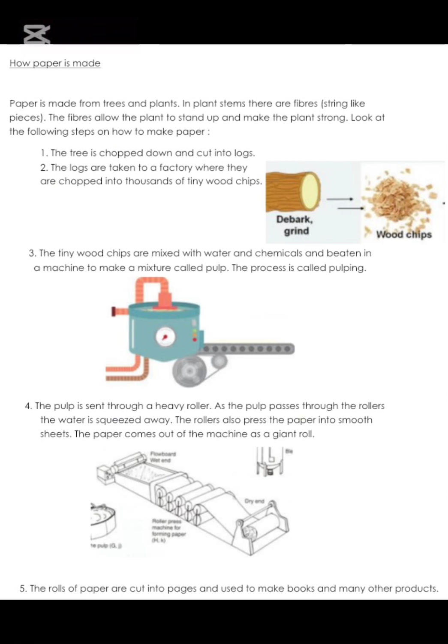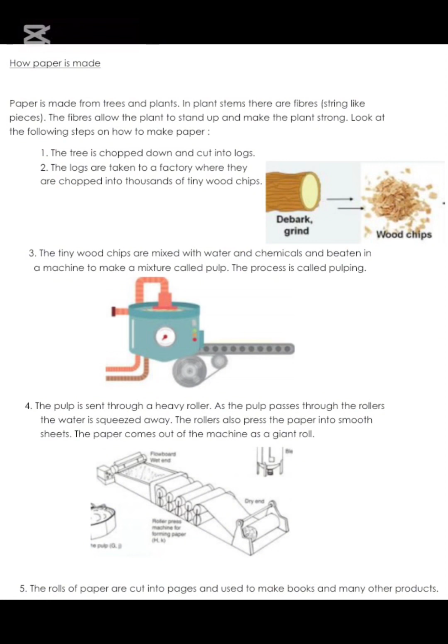Step 1. The tree is chopped down and cut into logs. Step 2. The logs are taken to a factory where they are chopped into thousands of tiny wood chips. Step 3. The tiny wood chips are mixed with water and chemicals and beaten in a machine to make a mixture called pulp. The process is called pulping.